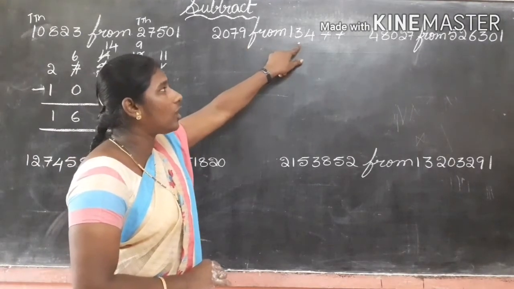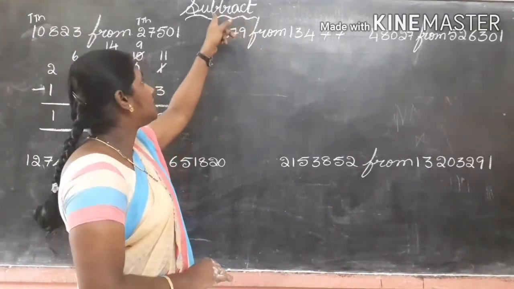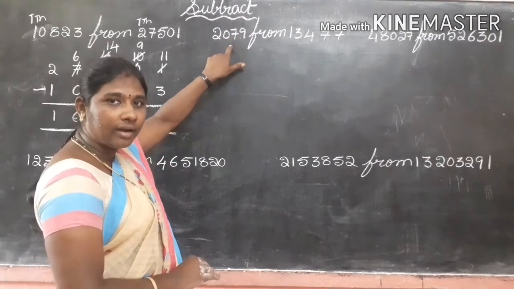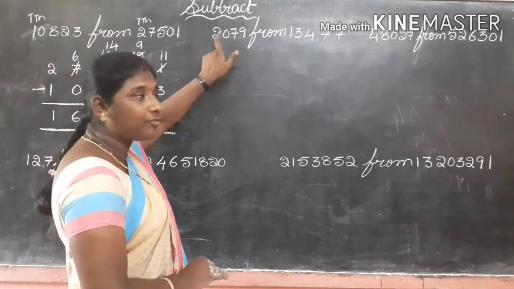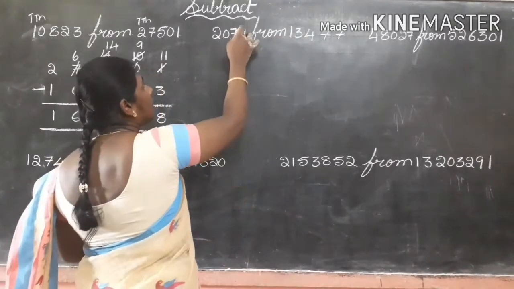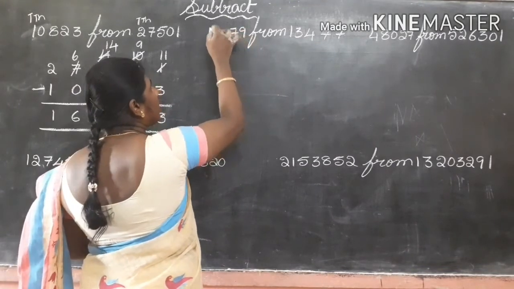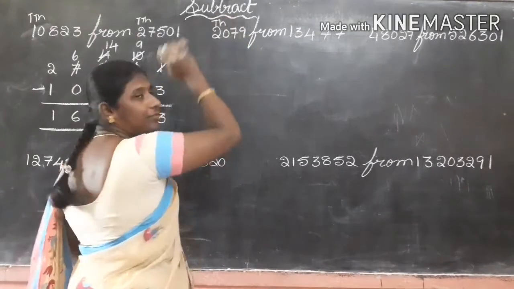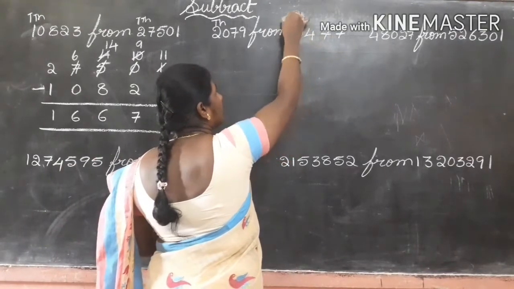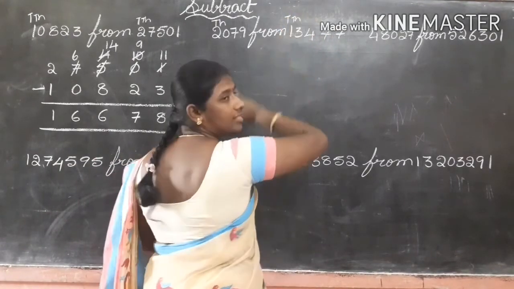Next one. Subtract 2,079 from 13,477. We have to subtract this number. This number we have to subtract from which one? So we have to write the place values here also. Ones, tens, hundreds, thousand. Here the first number starts from the thousands place. Here ones, tens, hundred, thousand, 10,000. So here the first number is 10,000.